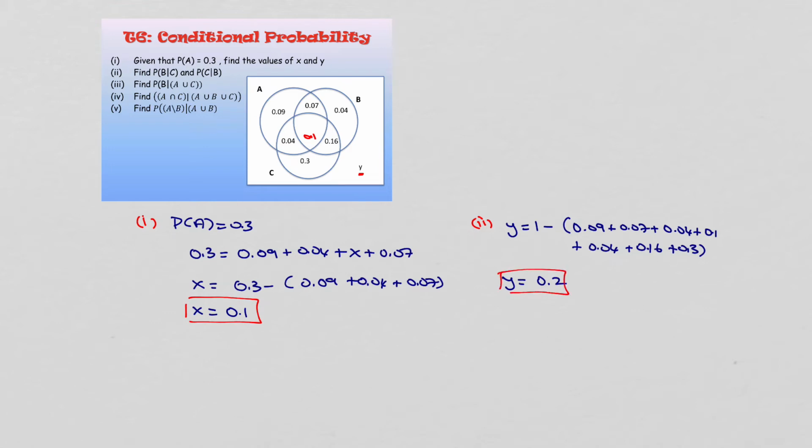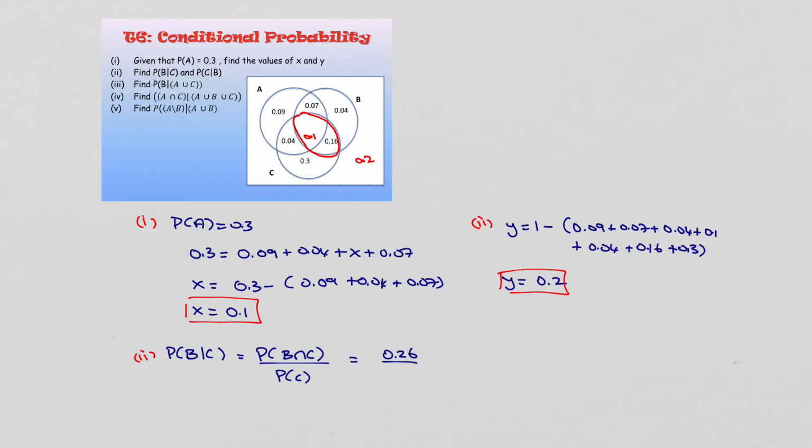Okay, so now we have y. I'm going to shade out the y and fill in the correct number then. So that's going to be 0.2. So now for the second part, I need to find the probability of B given C and C given B. So the probability of B given C is the probability of B intersection C over the probability of C. So B intersection C, if we shade it, is going to be the overlap between B and C. So that's 0.26.